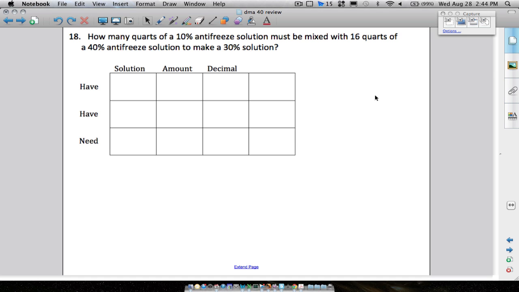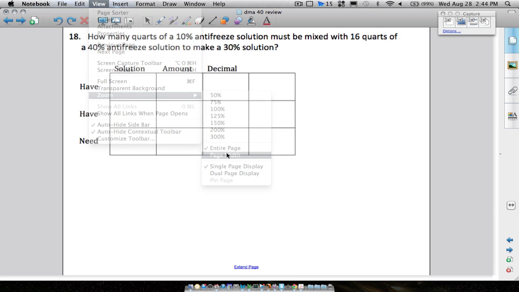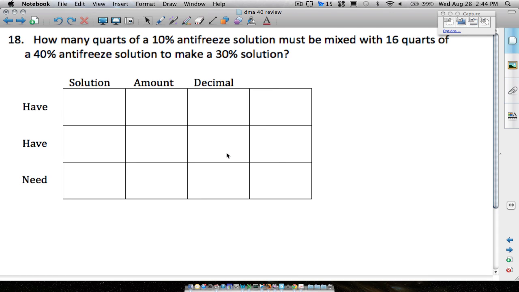All right, question 18. A mixture problem involving a solution. How many quarts of a 10% antifreeze solution must be mixed with 16 quarts of 40% antifreeze solution to make a 30% solution? All right, so I have a table set up for you here.